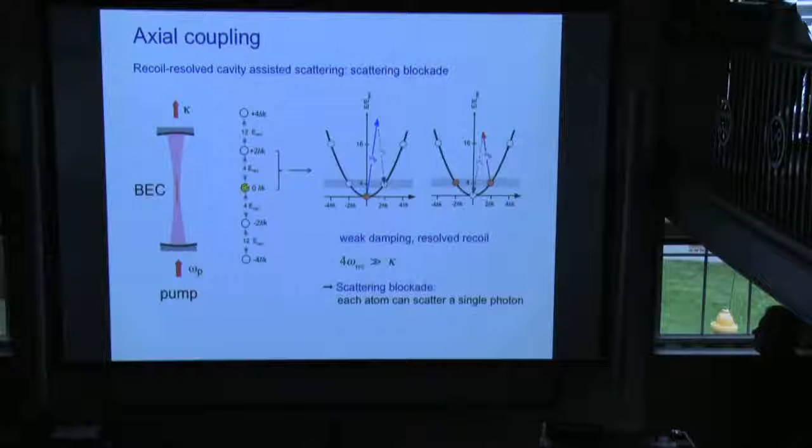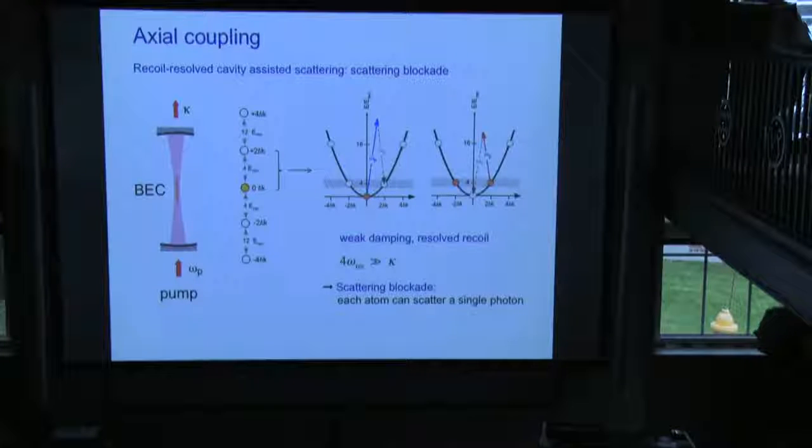This is where the BEC is prepared, zero momentum, and scattering photons from the atoms will populate these discrete momentum states. And here I'm plotting the elementary processes that can happen, starting with the BEC at zero momentum. You can shine in a photon here, which is blue detuned with respect to the cavity resonance, and you transfer your BEC to this momentum state, usually to both momentum states.